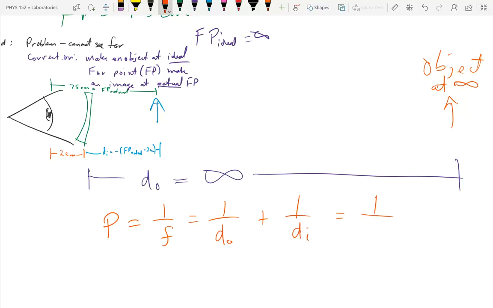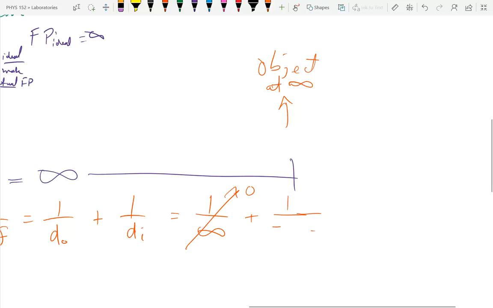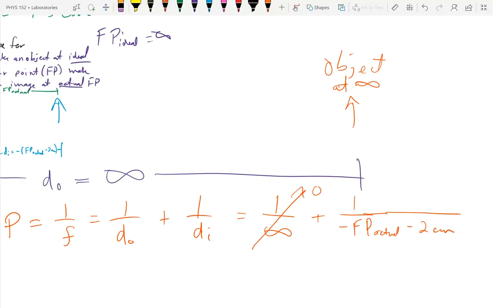Using my numbers here, what's 1 over distance object? That's 0. 1 over infinity is just 0, plus 1 over minus the far point actual. Okay, no one will ever be able to read my writing. Well, this is really simple now. Turns out the power is just 1 over, I'll put minus up top so I can get rid of that minus on the bottom, the far point actual minus 2 centimeters.